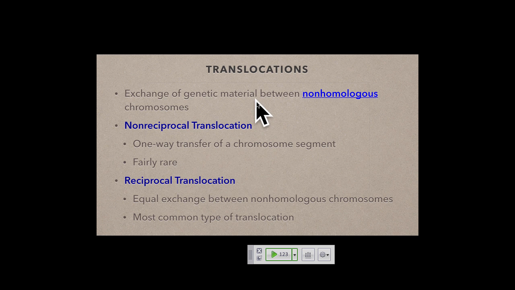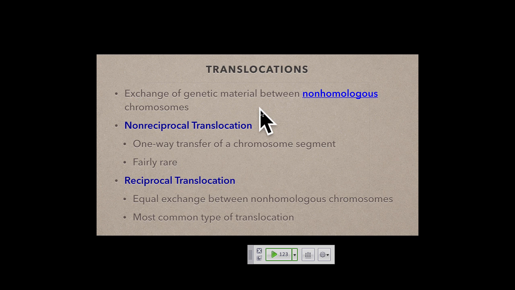What's going to happen here is you're going to be fine, but what you actually observe in the lab is that the fertility appears to be lower. You're not getting as many offspring as you expected, and that's because half of the gametes are going to be non-viable. So these are translocations.